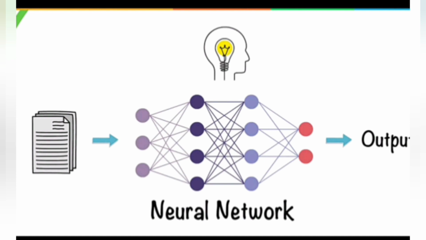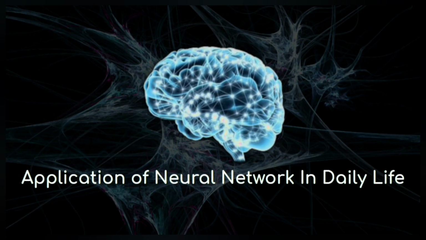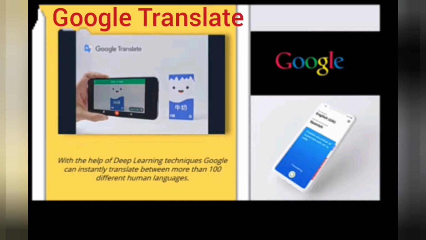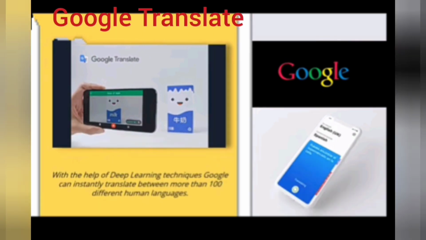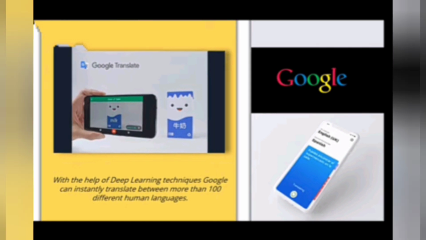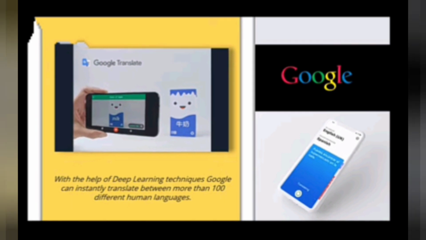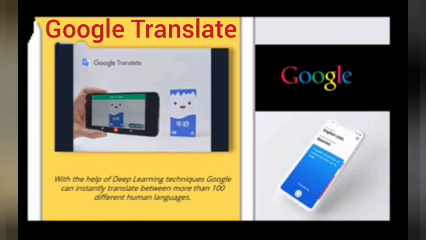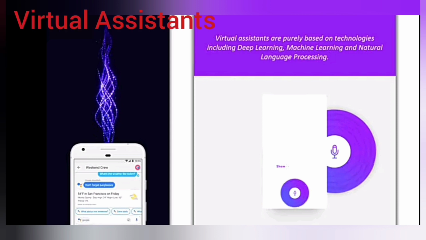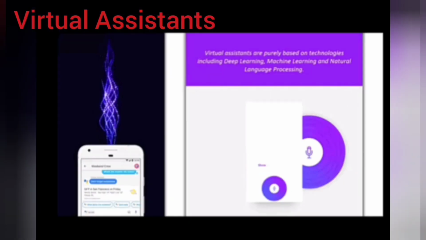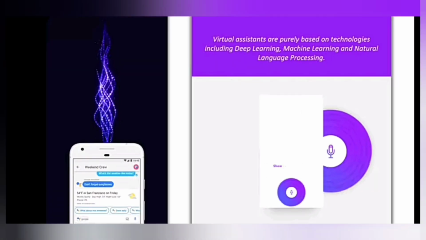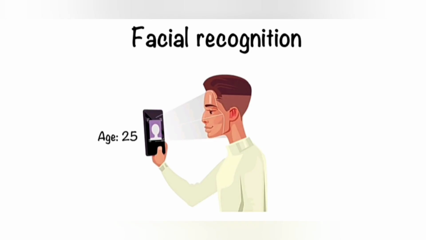Now, let's discuss some of the applications of neural network in daily life. First one is Google Translate, an app introduced by Google. It can instantly translate between more than 100 different human languages and can be used to identify images that have letters. Second one is Virtual Assistant, like Siri, Alexa and Cortana, which can read your mind and can be used for speech recognition. Third one is facial recognition.